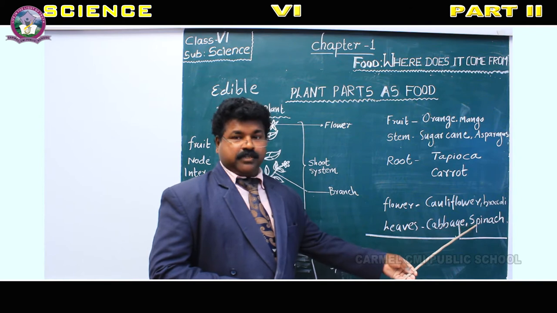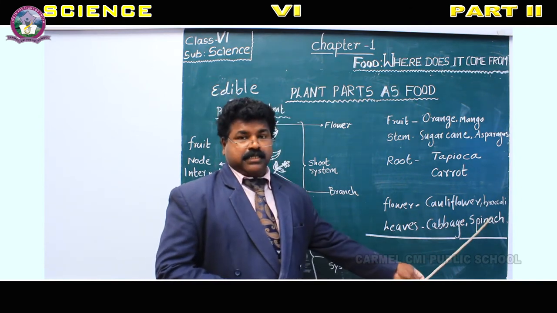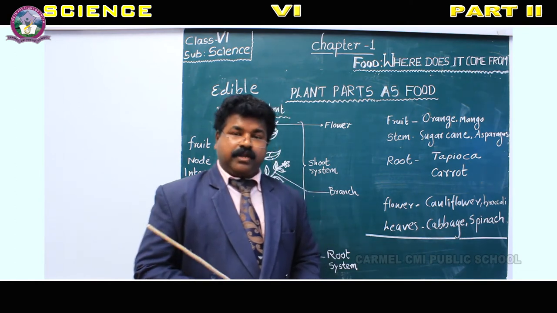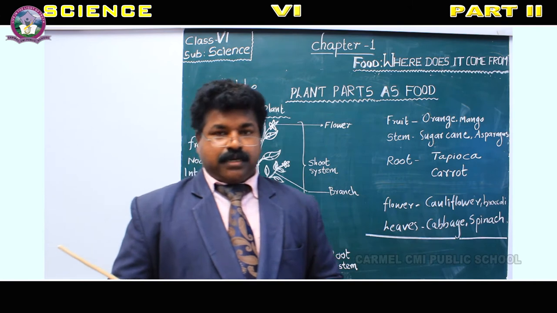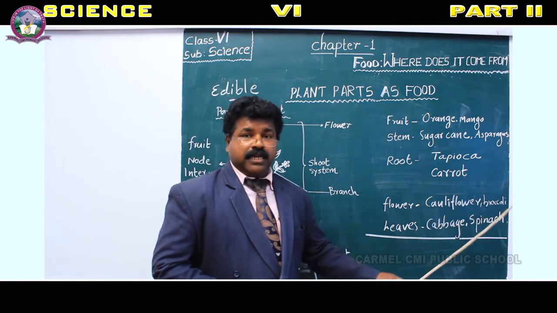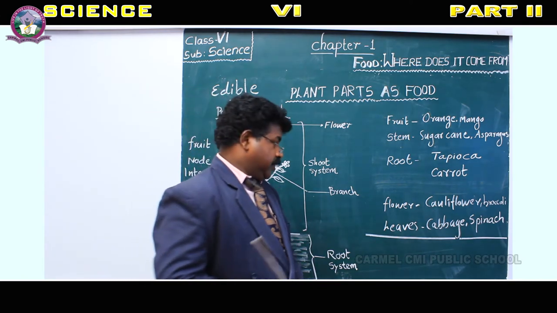Then spinach, that's also a leafy vegetable. And apart from cabbage and spinach, we are using drumstick leaves as a leafy vegetable, and amaranthus, cabbage, spinach, drumstick leaves, etc. We are using as a leafy vegetable.